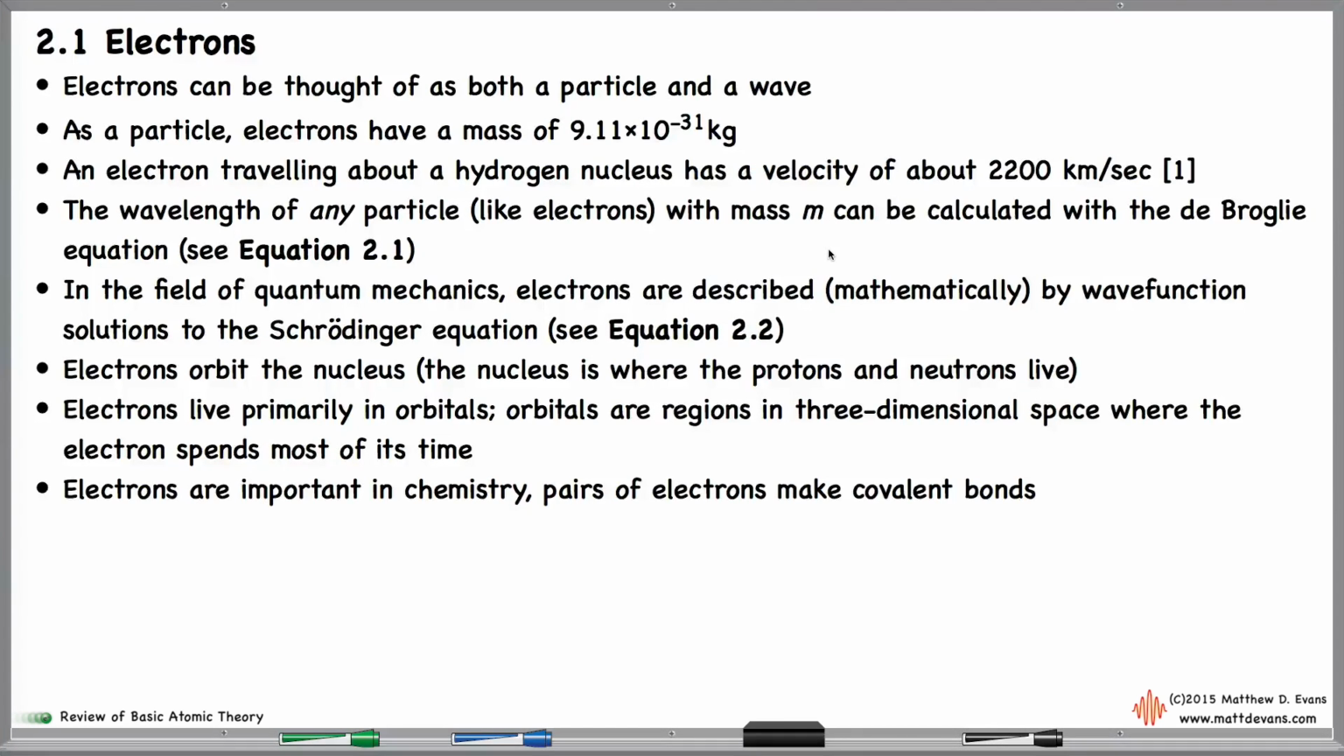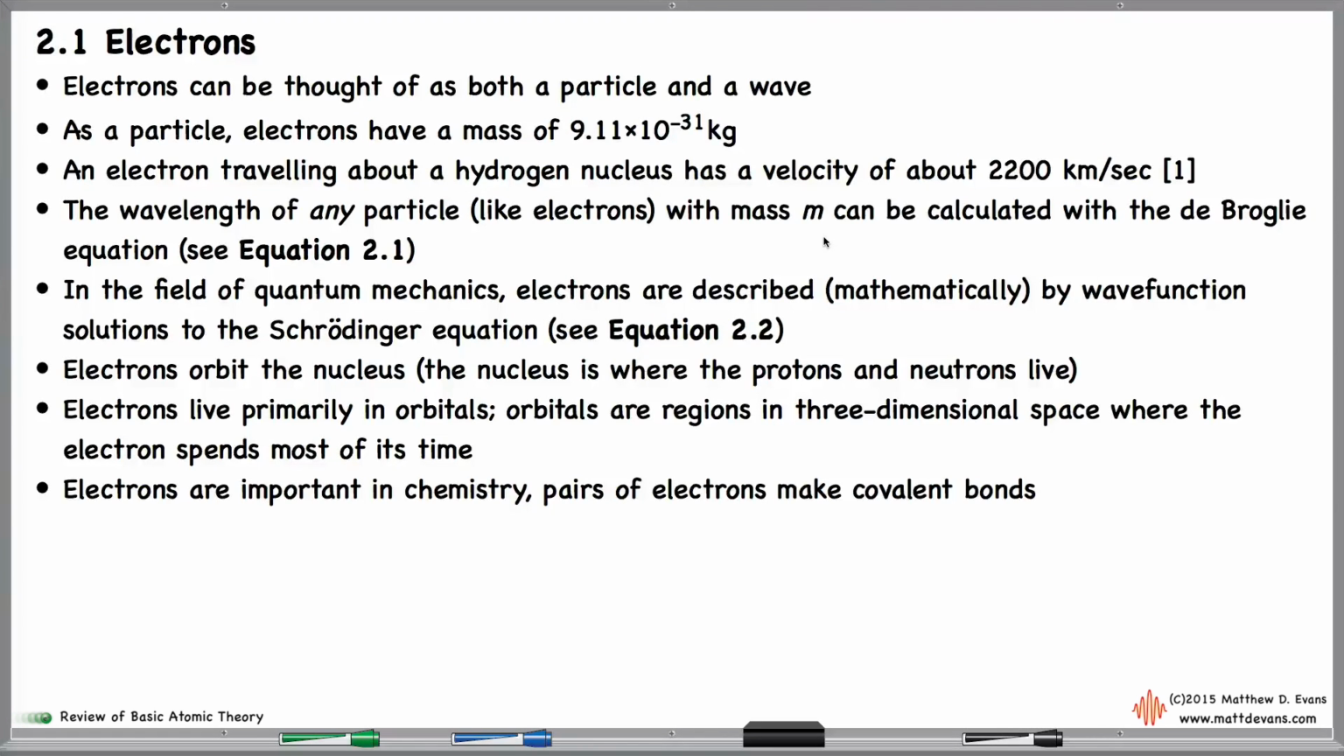Now, of course, electrons orbit the nucleus, and the nucleus is where the protons and neutrons live. So the vast majority of the mass of an atom is located in the nucleus because that's where the protons and neutrons live. And furthermore, electrons weigh approximately 1/10,000th the mass of a proton or a neutron, and that's why all the mass effectively is concentrated in the nucleus, and the electrons orbit the nucleus.